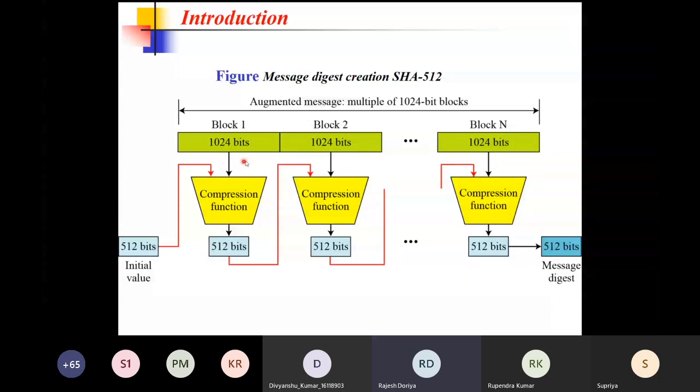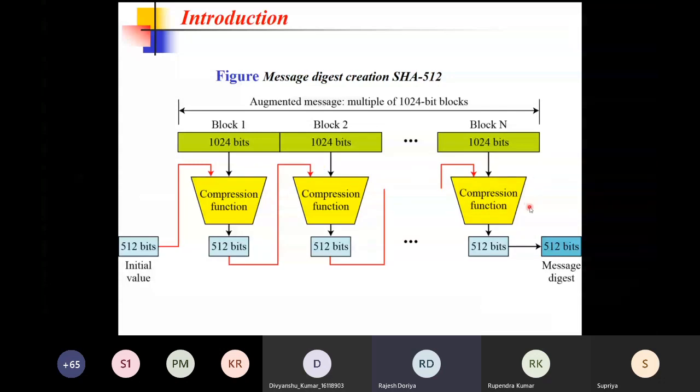We call that function the compression function, which has two inputs. The first input is going to be your block itself, and the other input is going to be your intermediate message digest. So in the first step, your intermediate message digest will be carrying your initial values. Okay, and these initial values can be anything. So the output of this compression function is going to be of size 512 bits, which will again pass to the second step, and the same process will keep continuing till the last one.